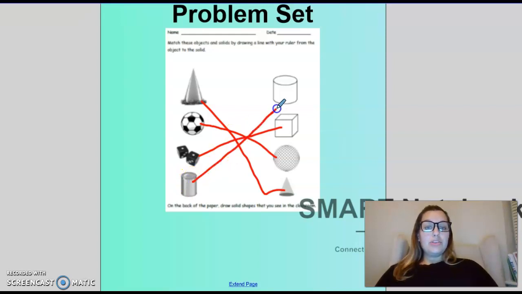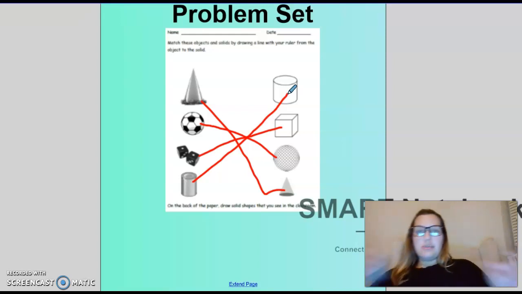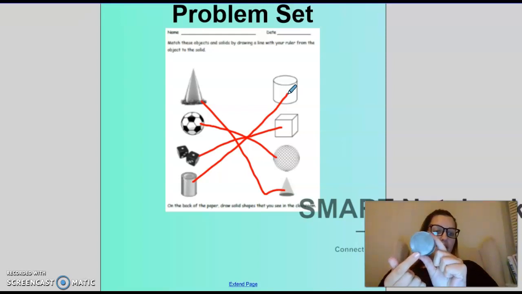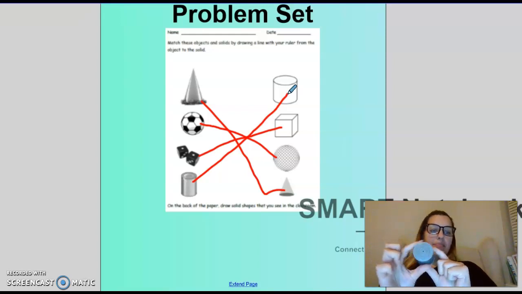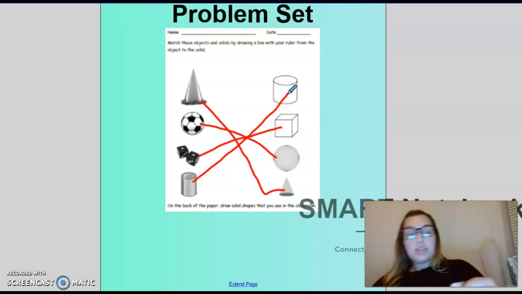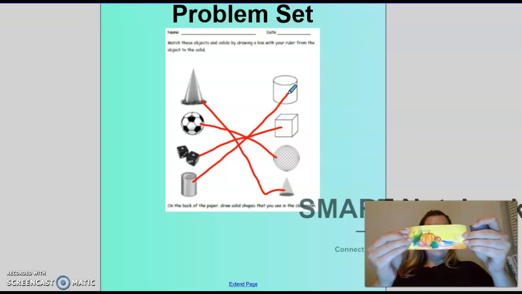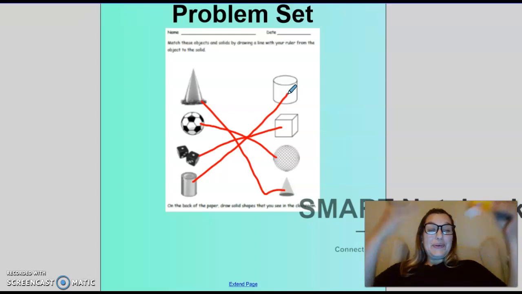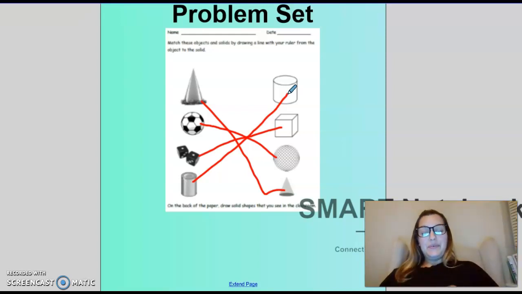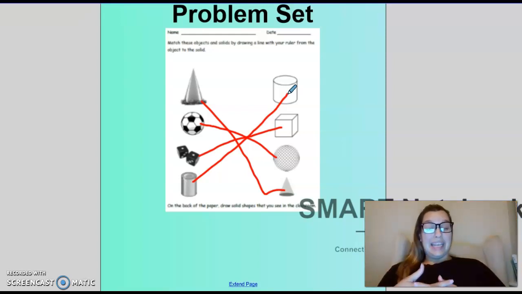And what two flat shapes make a cylinder? Yes, what do we see when we look at the top? A circle. What do we see when we look at the bottom? Another circle. And what shape holds the two circles together? A rectangle. So today, let's recap about what we learned.